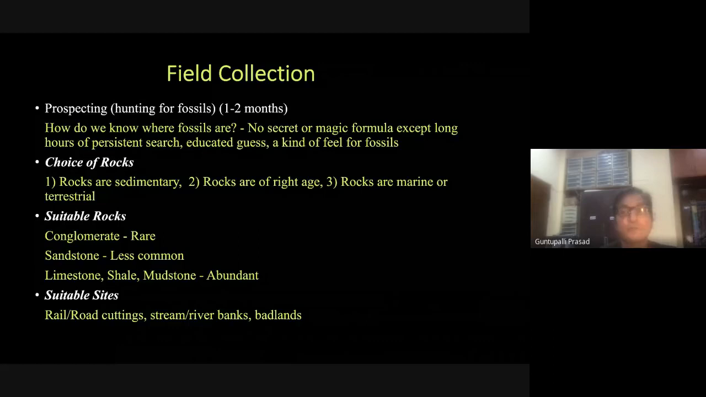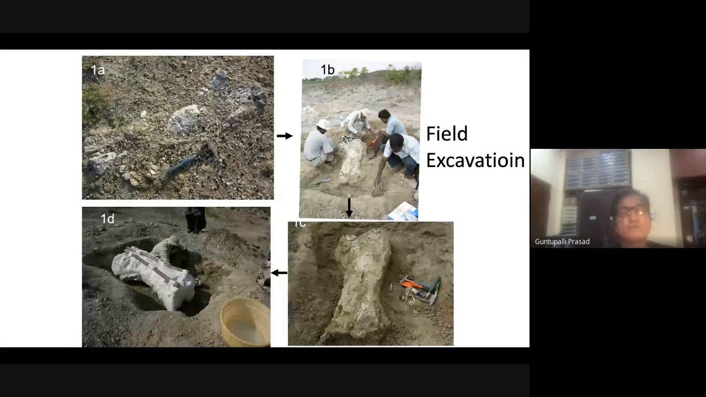So the field excavation generally depends on what kind of rocks you're working on, what kind of fossils you're working on. If you're working on invertebrate fossils, it doesn't take much time. But if you're looking at a vertebrate fossil, here what you're seeing is a humerus of a sauropod dinosaur in Kaveri Basin, from Cretaceous rocks. Initially it looked like this, and then when we exposed it, it is this much long, and then we made a pedestal. So we removed the sediment around the bone, and then we left the fossil on a small thin pedestal.